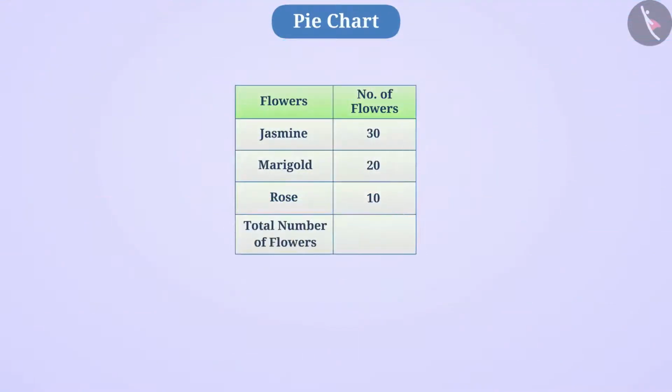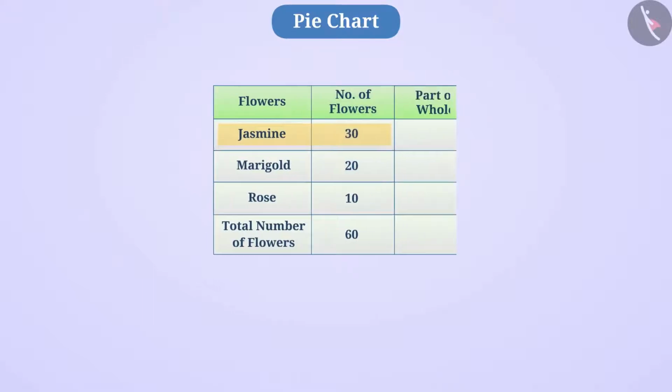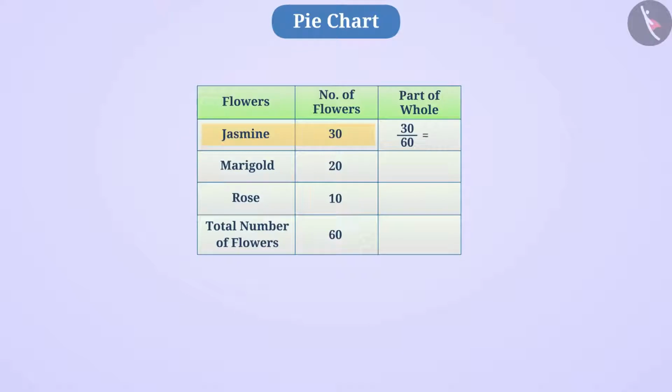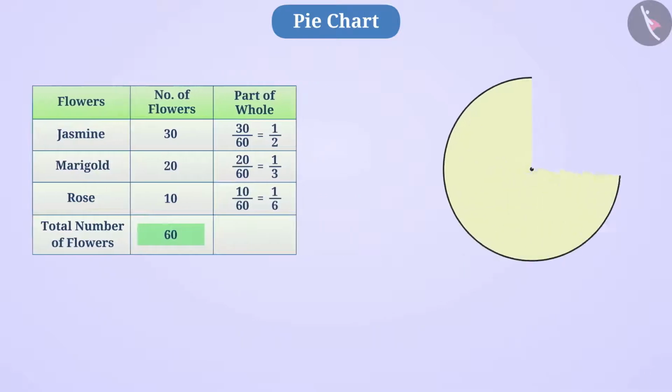The total number of flowers here is 30 plus 20 plus 10, which is equal to 60. Here, the number of jasmine flowers is 30, which is 30 by 60, that is half part of the total number. Similarly, the number of marigold flowers is 20 by 60 part of the total number, that is 1 by 3 part, and the number of rose flowers is 10 by 60, that is 1 by 6 part of the total number. We would consider the value of an entire circle to be 60 flowers.